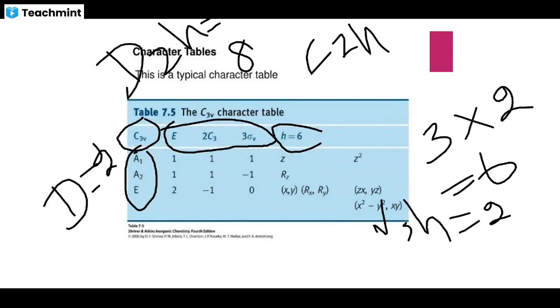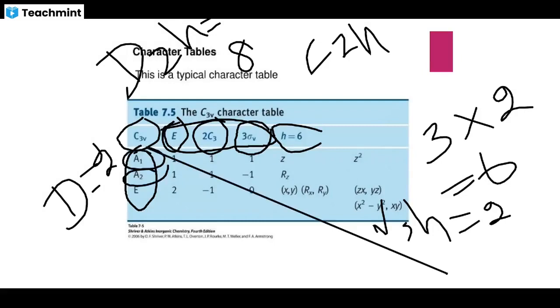These are previous questions. You should know that the number of classes, this is one class, this is one class. The two C3s belong to the same class, and the 3 sigma V's belong to the same class. So 3 classes, so there are 3 irreducible representations A1, A2, E. So you should be matched.